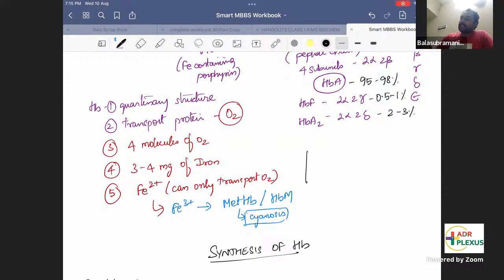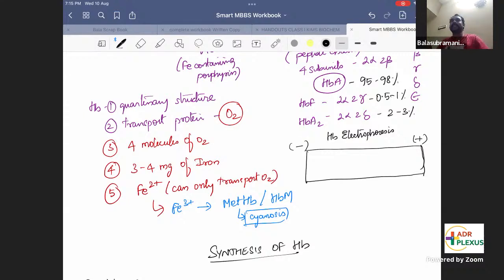The other question which they might ask you is, how does the hemoglobin run in electrophoresis? This is called hemoglobin electrophoresis. Whenever you say electrophoresis, there's going to be a minus end and a plus end. This is similar to a battery, which has a minus end and a plus end. An electric field is created only when there are 2 poles, a negative pole and a positive pole. So this is called an electric dipole, and there is a charge movement happening between the 2 charges.